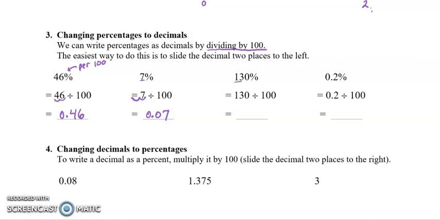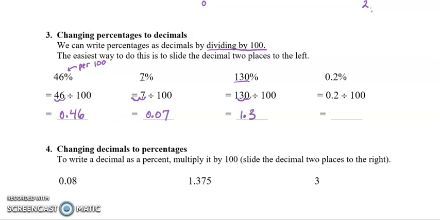We now have a percentage that is over 100, and we're going to have to change that into decimal. And it's going to be a decimal that's more than 1. Sliding the decimal over 2 places to the left is going to give me 1.3.